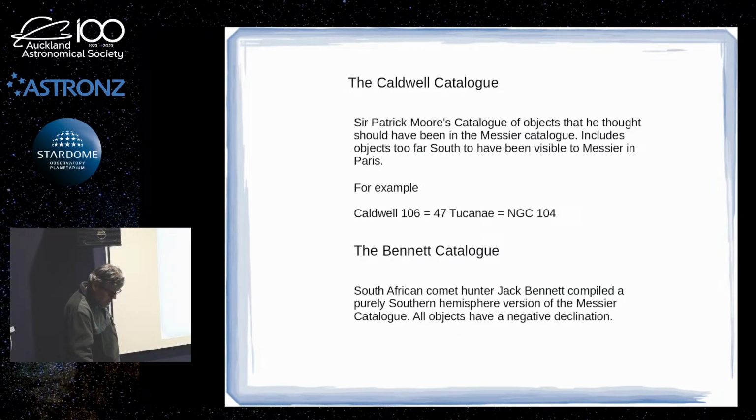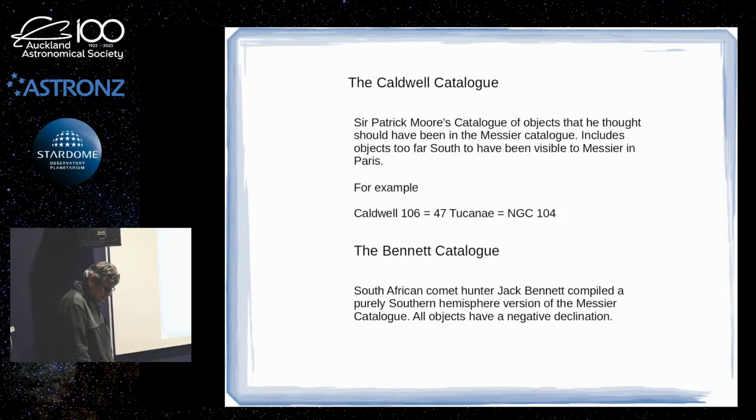Okay, a little bit similar to the Messier catalogue, but it's called the Caldwell catalogue, where the late Sir Patrick Moore decided that, well, Messier missed a few things, and there's also a lot of things in the south that he couldn't see. So he came up with this, basically, I guess you could call it an extension to the Messier catalogue, called the Caldwell catalogue.